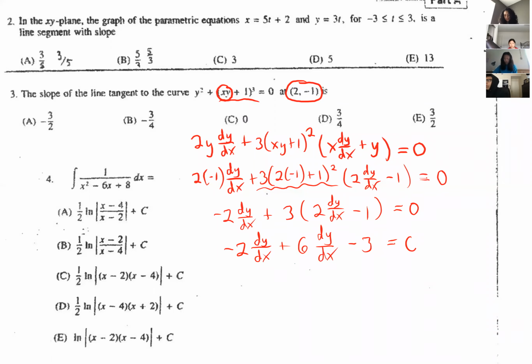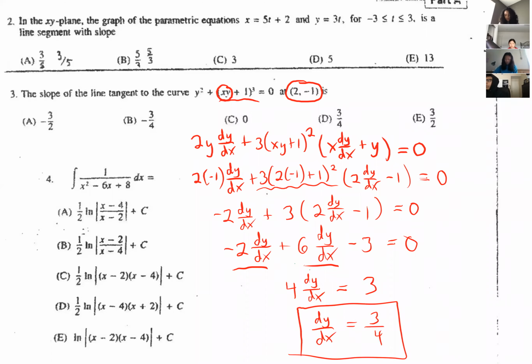I can combine like terms here. So that just becomes 4 dy over dx. I can add 3 to both sides. So when I solve for dy over dx, just divide both sides by 4. So my answer is 3/4. So it's letter D. That was good practice of implicit differentiation.